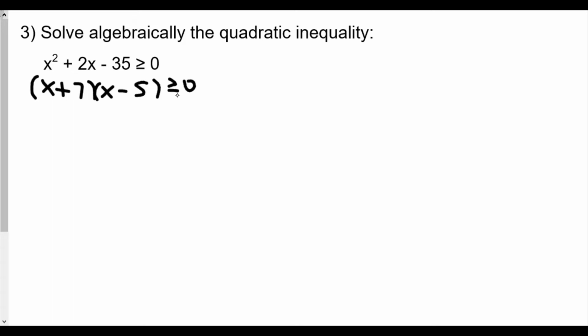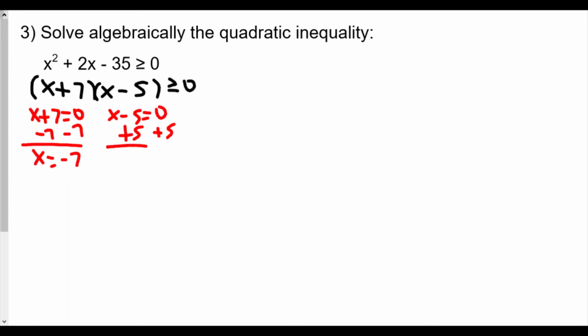From here, we're going to solve for the roots, meaning we'll set each of these factors equal to 0. And we get, in this case, x equals -7, and adding 5 to both sides, x equals 5.